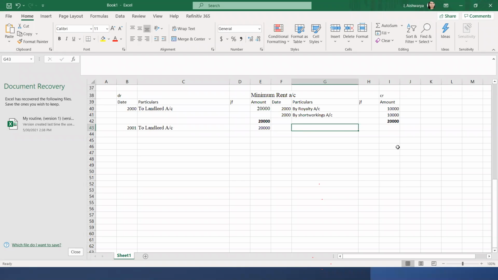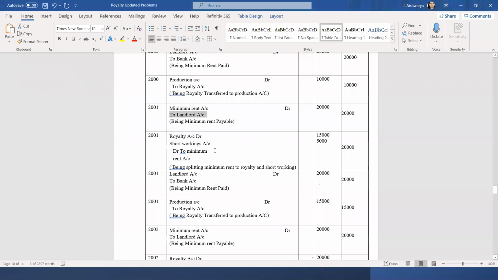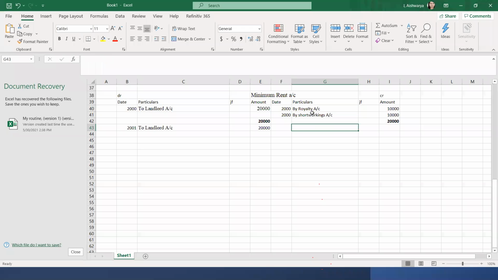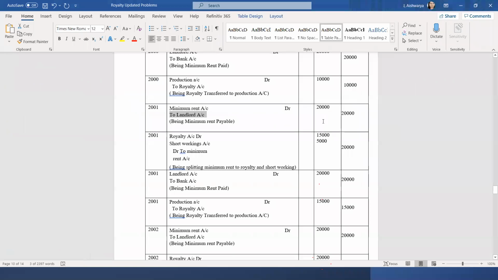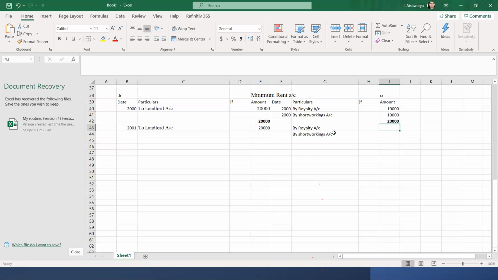And again, the next entry in 2001, is there any other entry which is related to minimum rent? Yes. Royalty account debit, short working account debit to minimum rent account. So by royalty account and by short workings account I have to write. But when it comes to royalty, how much do I have to transfer? 15,000 and here it is 5,000. So in total you have to write 20,000 here.